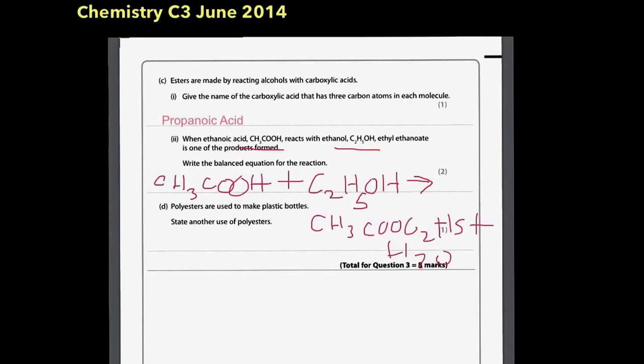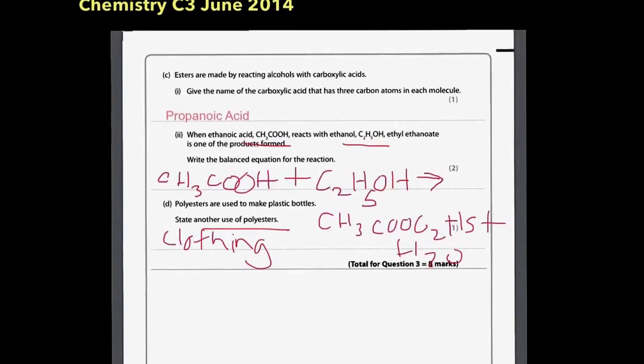The next part of the question talks about polyesters. We need to state another use. Now, there's lots of uses. You can have it for fibers, for fleeces, for clothing, fabrics, computer mouse mats. You can have as many as you want. So the one I put in my exam, I put clothing, as this is the one we use, polyester, which reminded me in the exam.